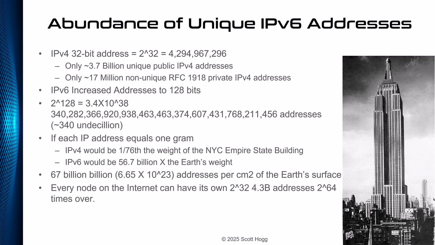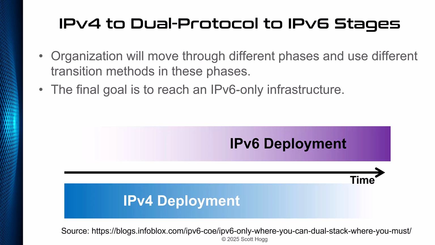Therefore, every node on the internet could have its own 4.3 billion addresses, 2 to the power of 64 times over when using IPv6. IPv6 is not new. IPv6 has been standardized since the late 1990s and has been under development for many years. IPv6 is now a full internet standard, and the internet has been using IPv6 for over 20 years.